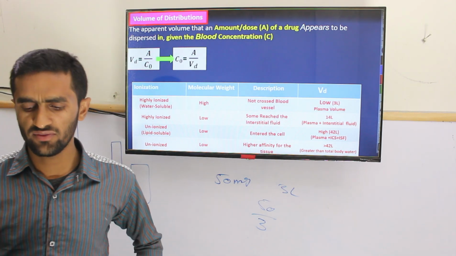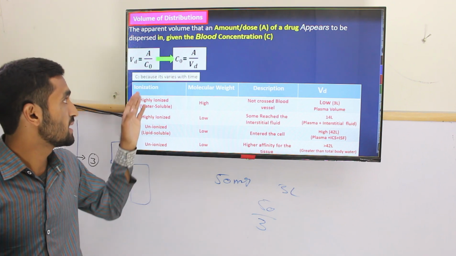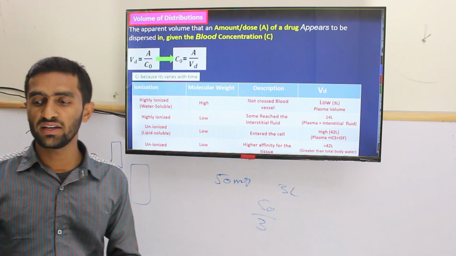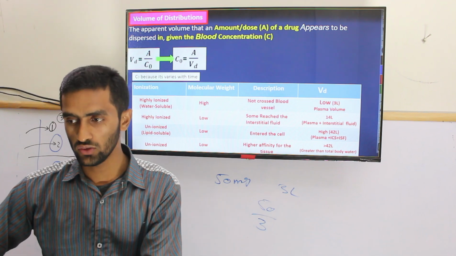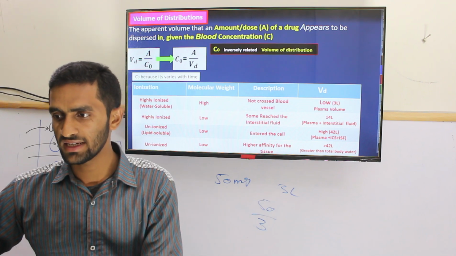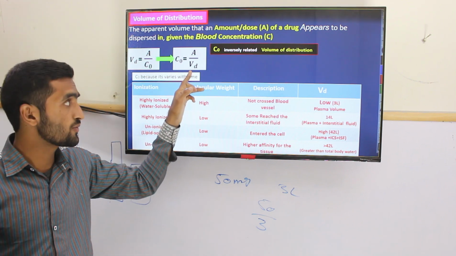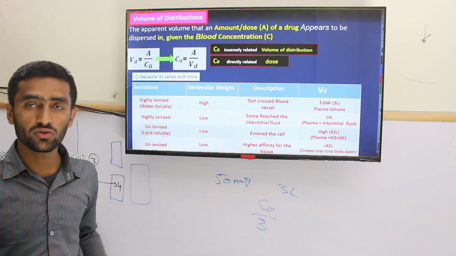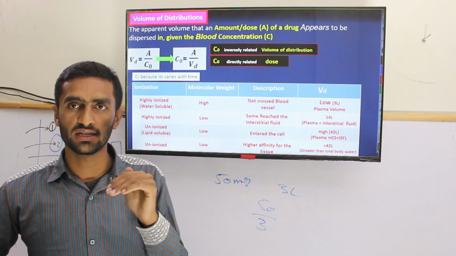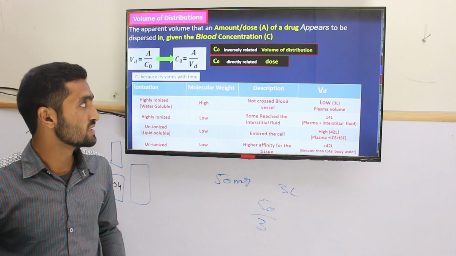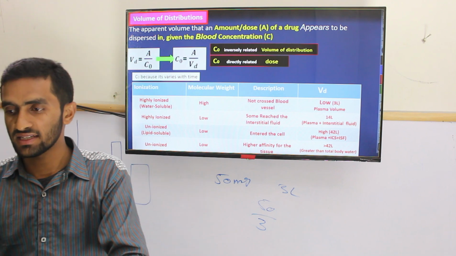We need to check out a different question. Why did I mention the concentration at 0? Because at time 0, since it varies with time. As time passes, your drug is going to distribute into different tissue. Now what does this tell you? You can see the concentration is inversely related to volume of distribution, and directly related to dose. If you give more dose, your concentration is going to rise. If you give less dose, your concentration is going to decrease. Same thing, if your volume of distribution is larger, it means your concentration is less.